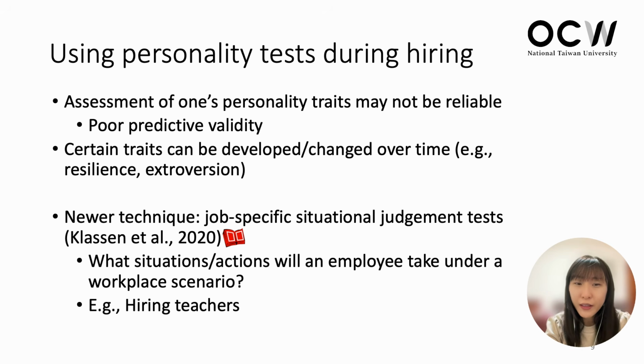In a newer technique called situational judgment tests, these tests are based on developing hypothetical occupational scenarios, which aim to predict employees' future behavior. For example, if you are hiring teachers, you may ask them to answer how they might act when dealing with student misbehavior, rather than how they might act in terms of a general stressor in life. Situational judgment tests are developed based on the occupational context, which aims to directly predict applicants' future behavior.